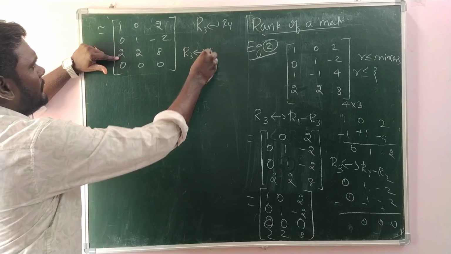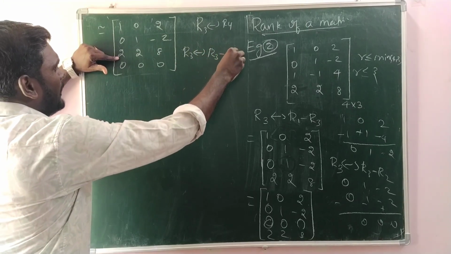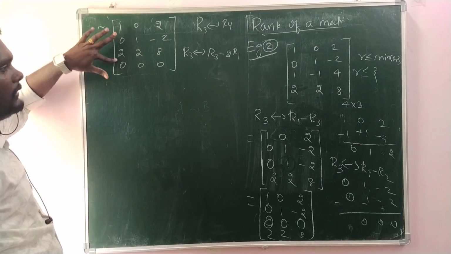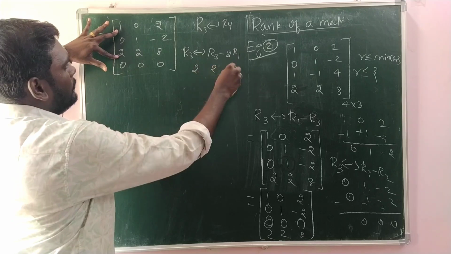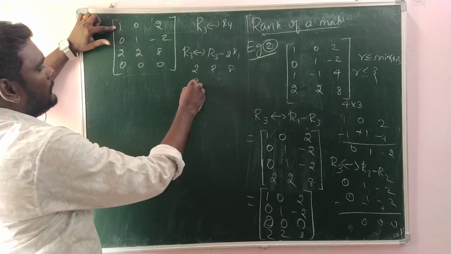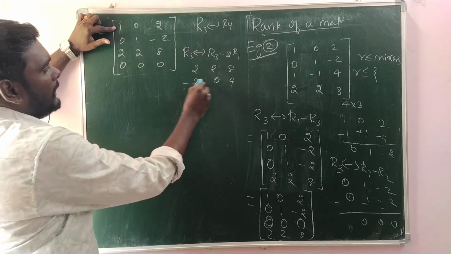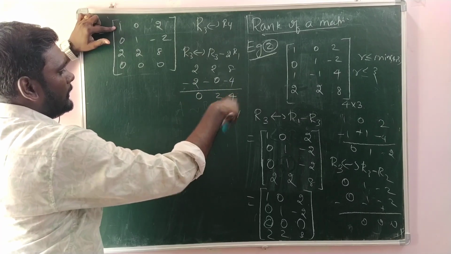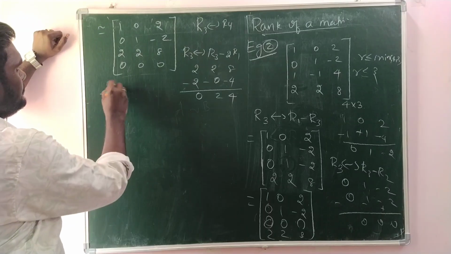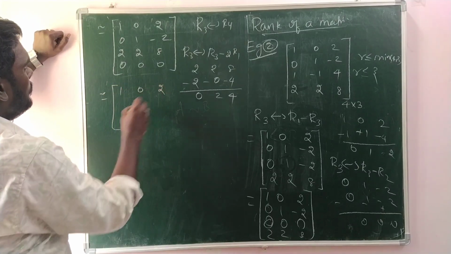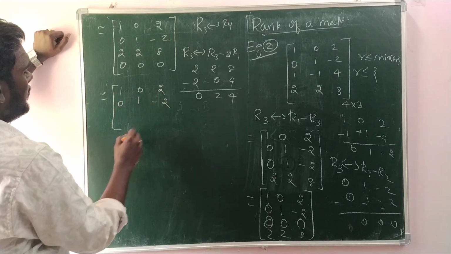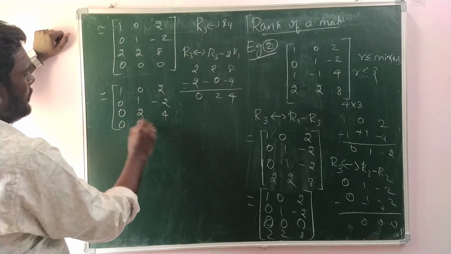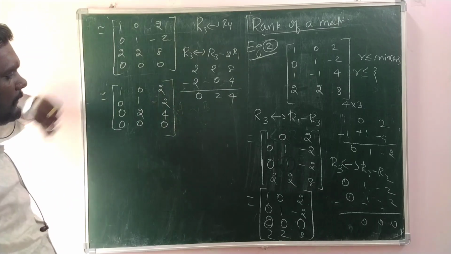We take R3 minus 2 times R1, because here 1 is there, and this can be multiplied by 2 and subtracted. R3 is 2, 2, 8. 2 times R1 is 2, 0, 4. Subtracting, 2 minus 2 is 0, this is 2, and 8 minus 4 is 4. Then 1, 0, 2 and 0, 1, minus 2 as it is, here 0, 2, 4, and 0, 0, 0.